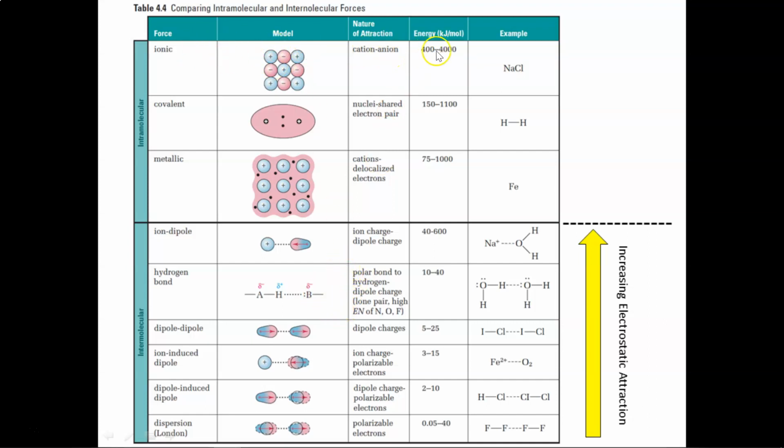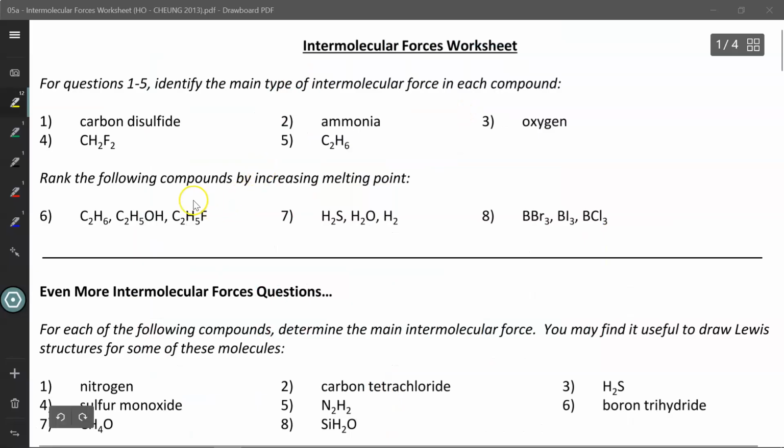Take a look at ionic bonds. They have a range between 400 kilojoules per mole all the way to 4,000, while covalent has a 150 to 1,100 range. So technically you could have an 1,100 kilojoule per mole covalent bond versus a 400 kilojoule per mole ionic bond. And so in that case, that covalent bond will be stronger than the ionic bond. It's just that in general, ionic bonds tend to have a higher upper range, while covalent bonds have a lower upper range. Alright, let's do a sample question.